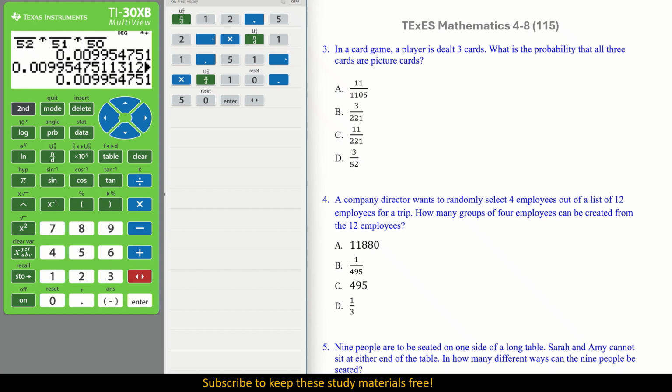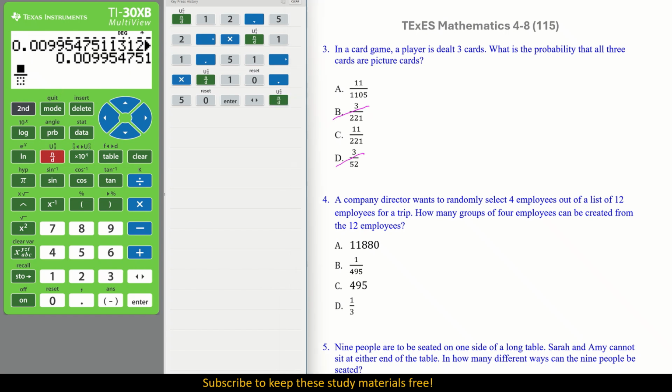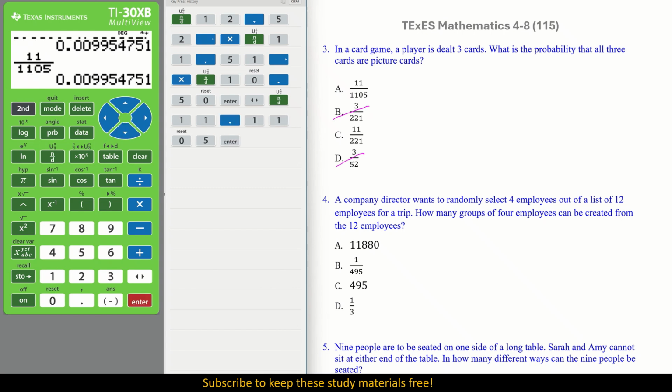So the first thing I need you to understand is look at your fractions. I know that option B and D are going to be a larger fraction, a larger decimal, rather. So I don't think those are what I want to test. I'm thinking A is the best one. So there's our value. Let's set the fraction up for A. 11 out of 1105. Let's see what we get, and they're exactly the same.